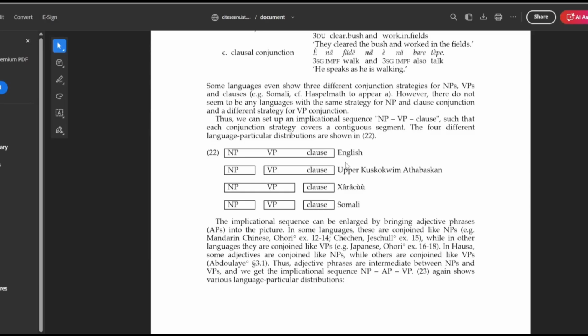Like in English, we just use and to handle all three of those, but there are some languages that group the verb phrase and the clause level using one coordinator and have a separate coordinator for noun phrases, whereas some languages group the noun phrase and the verb phrase using one coordinator and have a separate one specifically for clauses, and some use different coordinators for all three of them. However, as the paper points out, there is no attested language that uses the same strategy for noun phrases and clauses and a different strategy for verb phrases.